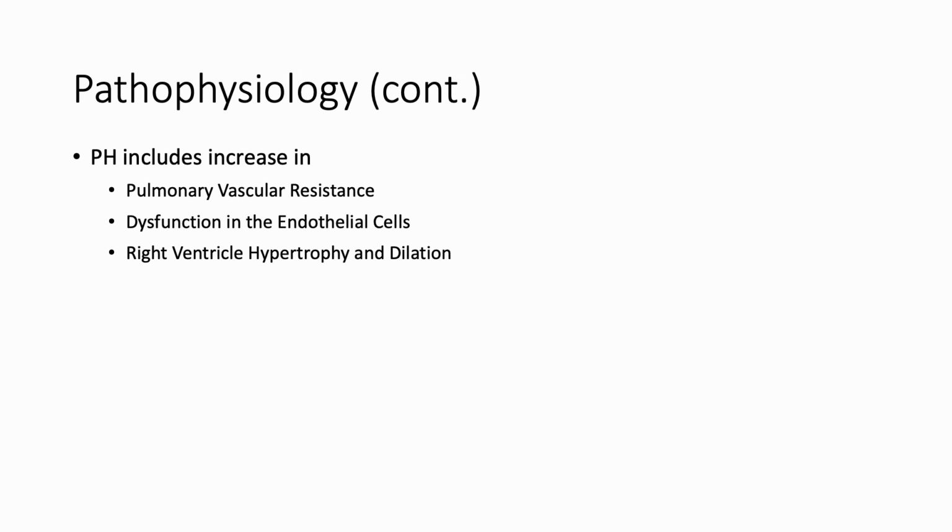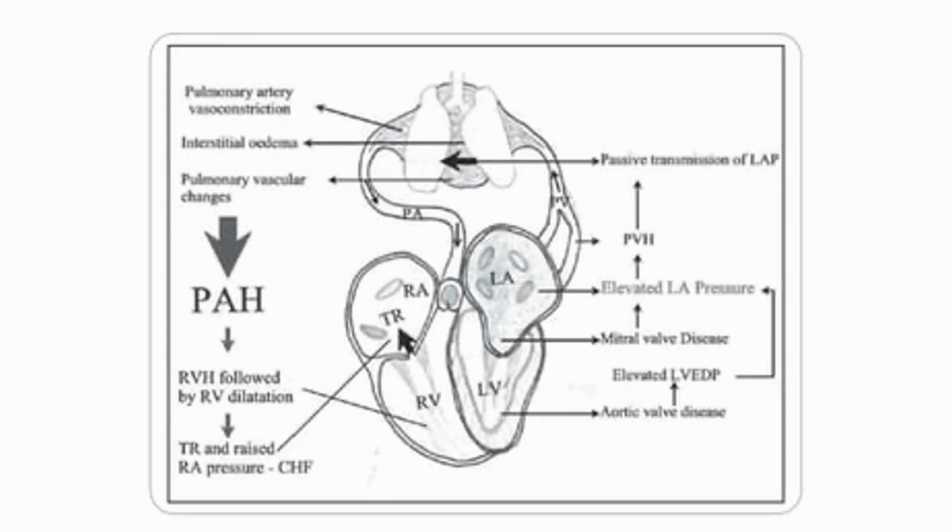With pulmonary hypertension, we also see an increase in pulmonary vascular resistance, which is the resistance against blood flow from the pulmonary veins to the left atrium. We see dysfunction in the endothelial cells, and then again that right ventricle hypertrophy and dilation, thus causing the uncoupling in the pulmonary vasculature. This is an image to show the pathophysiology of group 1 pulmonary hypertension.